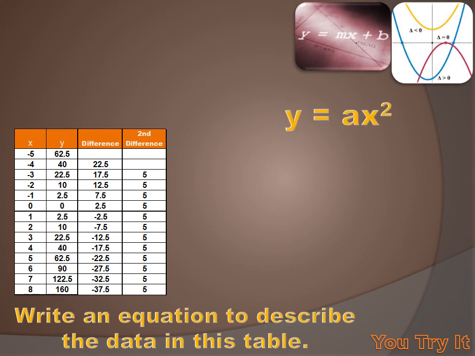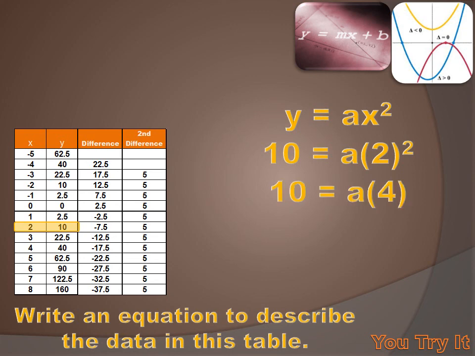So now we can use our basic quadratic formula, y equals ax squared, and substitute some x and y values into that to calculate what a is. Let's use 2 and 10. y equals 10, x equals 2. So 10 equals a times 2 squared. 2 squared is 4. Now I need to divide both sides of the equation by 4 to determine that a equals 2.5. Now I can substitute a, or 2.5, back into my generic equation, and I get y equals 2.5 times x squared.